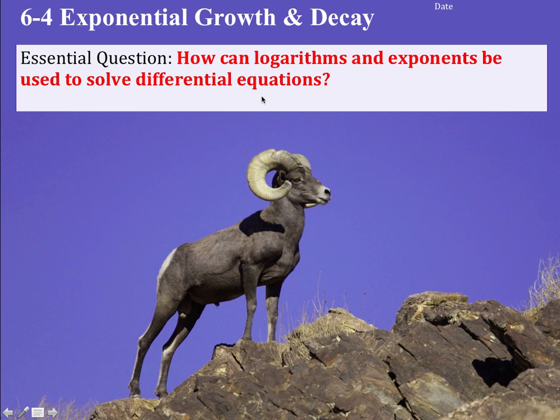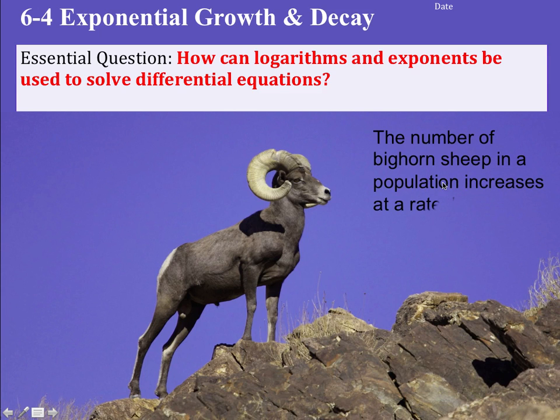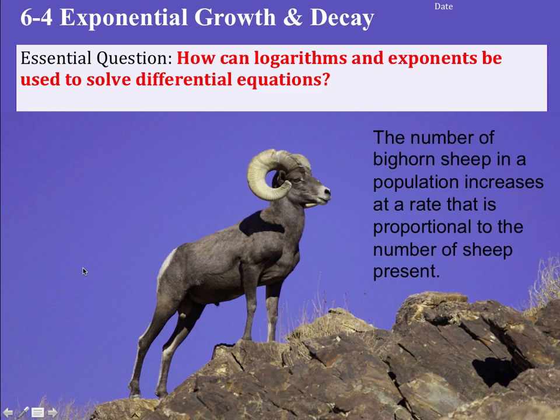When we talk about exponential growth and decay, a lot of times we're talking about a population, in this case bighorn sheep, or things like radioactive decay, or interest rates, growth in investment, or something like that. So those are the three things we're going to look at. The first thing we're going to look at is this relationship here: a rate that is proportional to the number of sheep present.